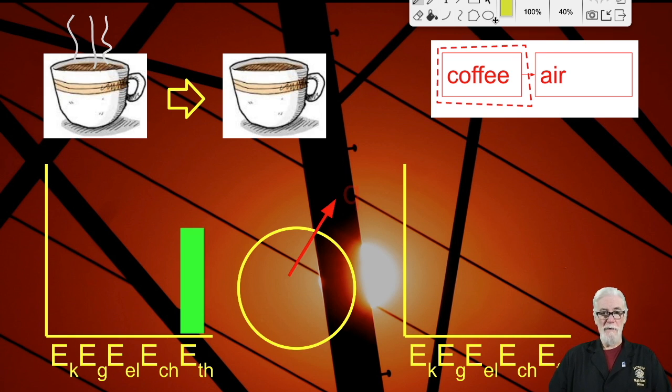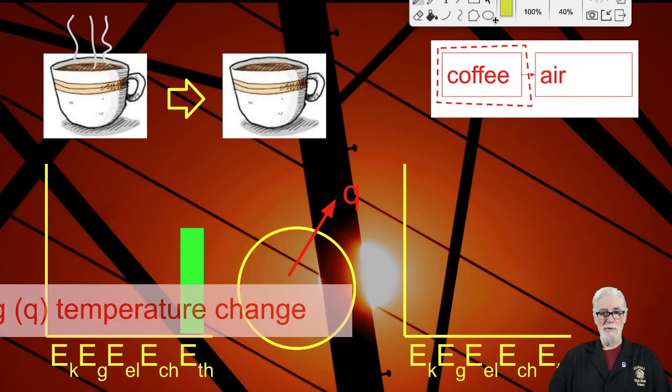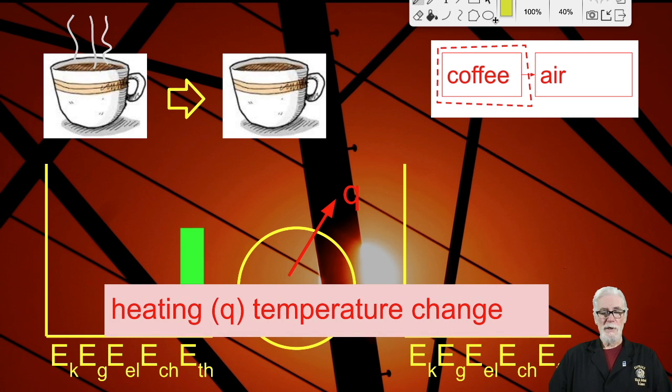After the coffee cools off, there is less energy stored as E-therm. In fact, I'm saying there's none. So energy transfer was out of the system, and it was through heating. So heating is an energy transfer that we can tell is happening when there's a change in temperature of an object. We abbreviate it Q, not H, for reasons that have to do with historical physics stuff.